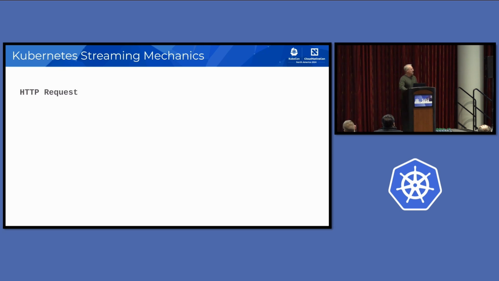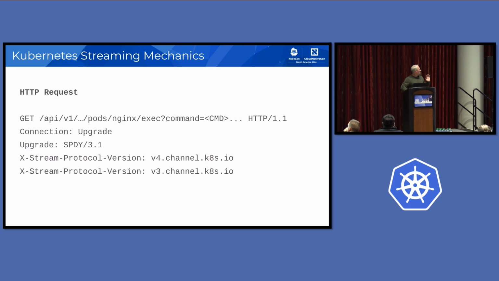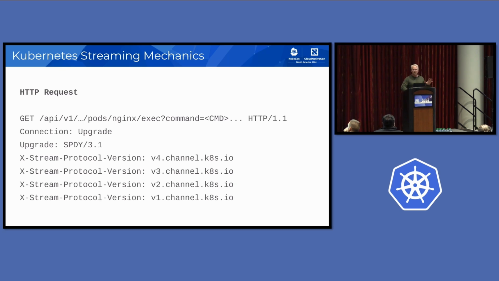Okay, so how do we create this streaming connection? Well, we start off as an HTTP request, and this is a truncated version of what the request looks like when we're trying to do an exec. And we have a couple of extra headers. So we're going to say we want to upgrade the connection, and our streaming protocol is going to be SPDY 3.1. And these are the particular sub-protocols that this client supports. And it's a priority order, so v4 means that we want v4 over v3.